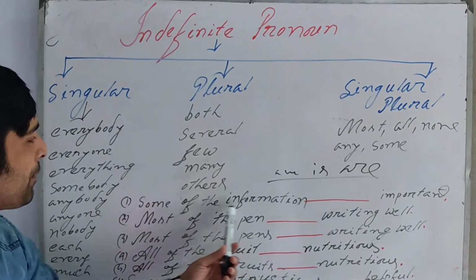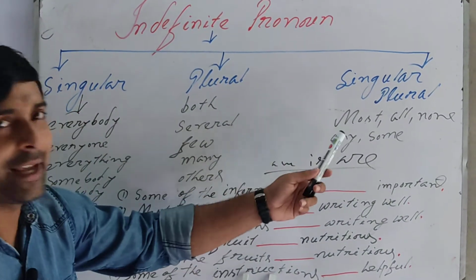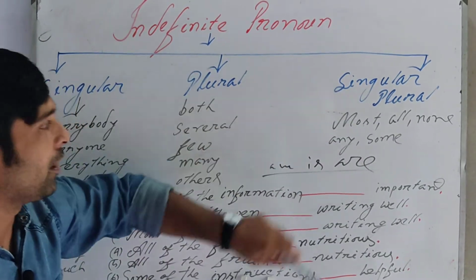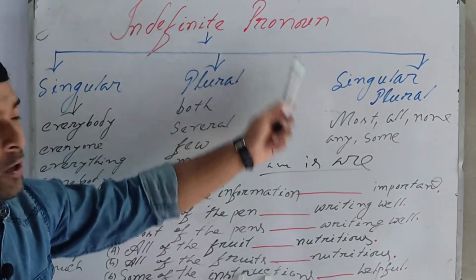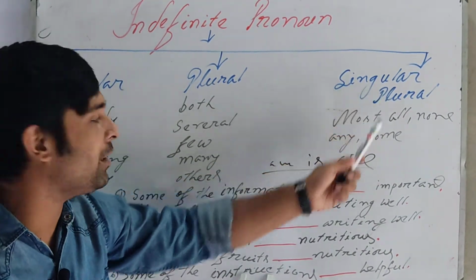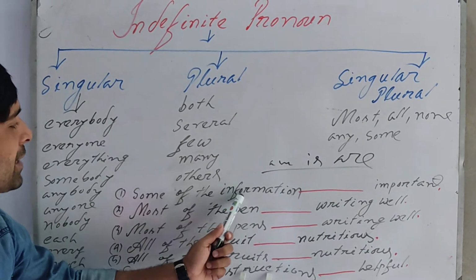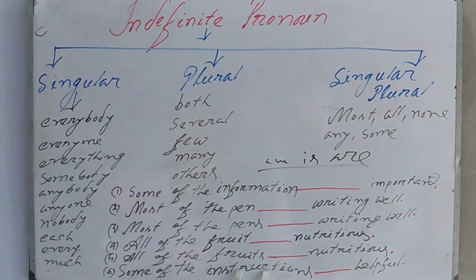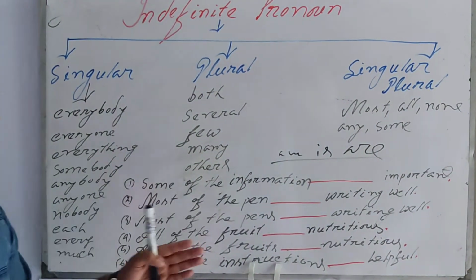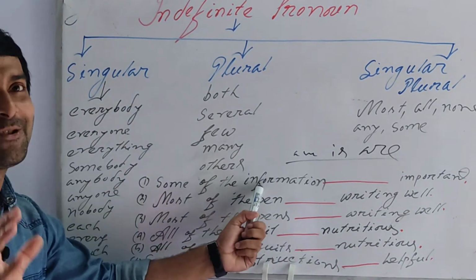Okay, some of the information. There is some, and I have already written here singular or plural. The indefinite pronoun can be used in two ways, as the singular subject and as the plural subject. So some of the information, could you please tell me, is the information a singular subject or a plural subject? Of course, you got the point, that is a singular subject.